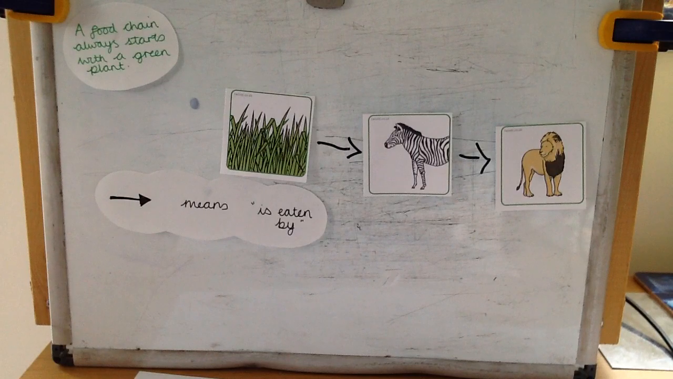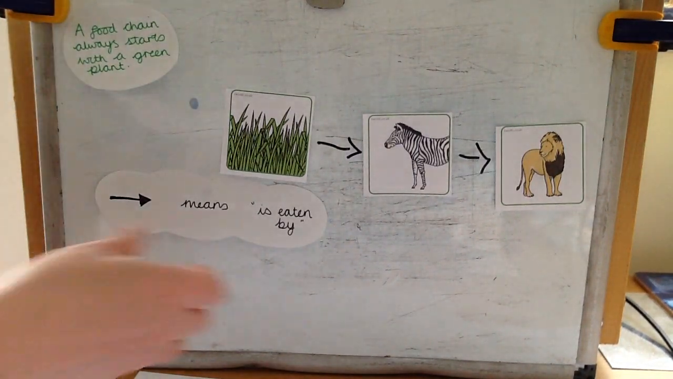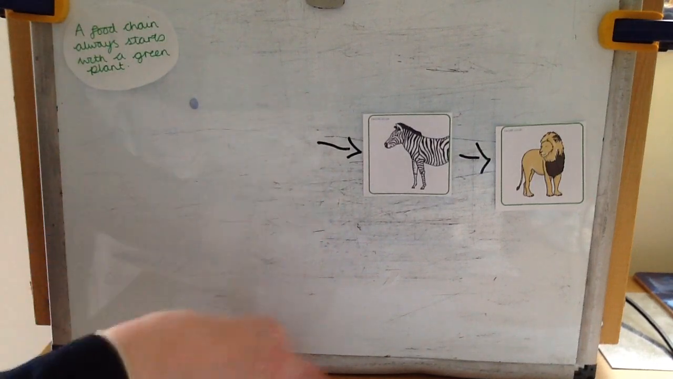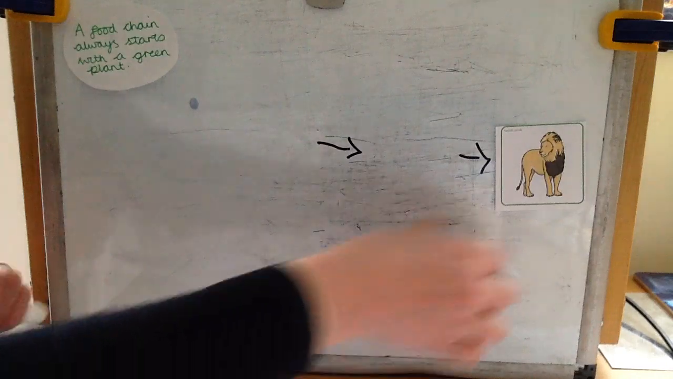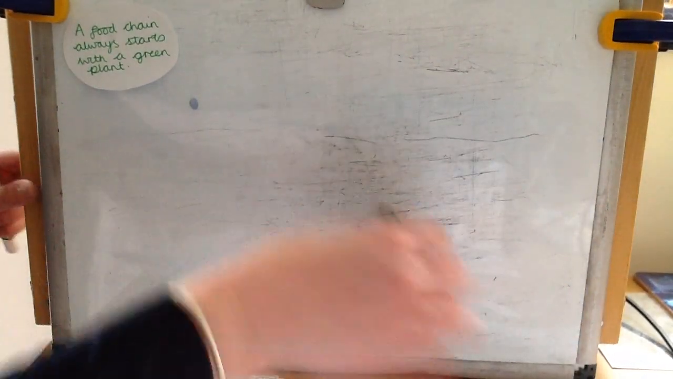What I would like you to do is have a think about a habitat. It could be any habitat, and remember we were looking at habitats the other day. So our habitat is an environment or a place where plants and animals live. It could be a garden, it could be a woodland, it could be a forest, it could be the sea. And I would like you to create food chains for the animals in that habitat.